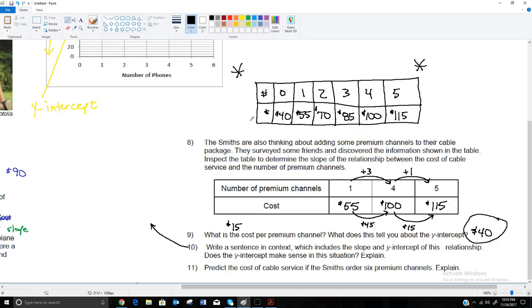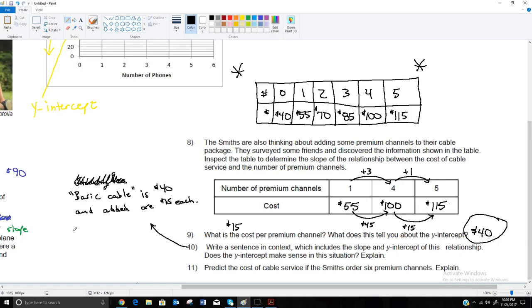So the starting fee, or the basic cable, let's write that that way because that's how they always word it on here. So basic cable without any premium channels is $40. And added channels, added premium channels are $15 each.